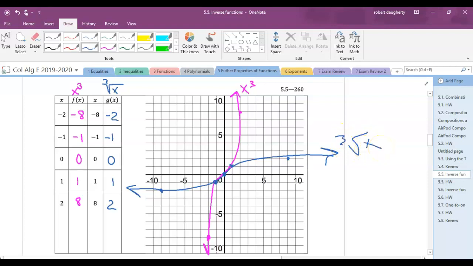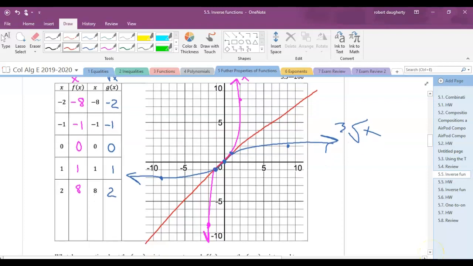Do those feel like inverse operations, to cube something and then take the cube root? Yeah, you cube something, you take the cube root, you end up back where you started. So this should be symmetrical. If you were to turn your head to the right, does it look symmetrical about a line going right through here? The answer is yes. If that red line were a mirror, these two functions are mirror images of each other. So that's what it looks like graphically to have an inverse function.